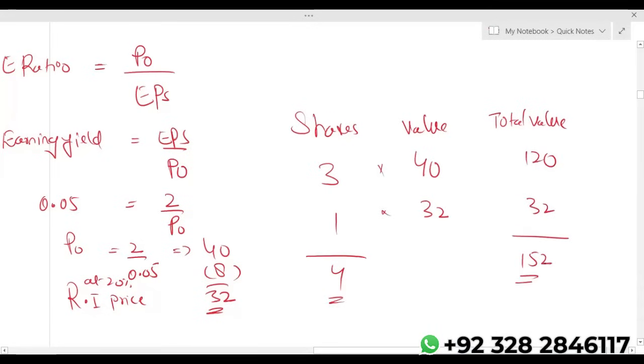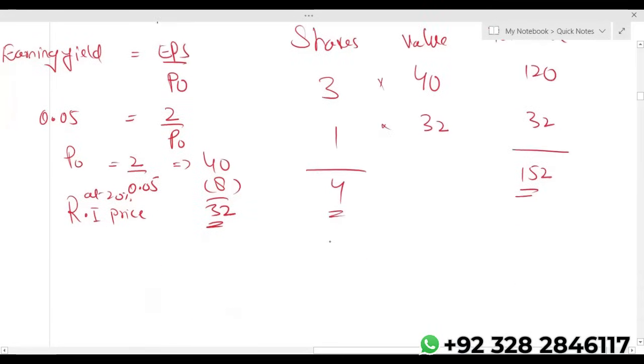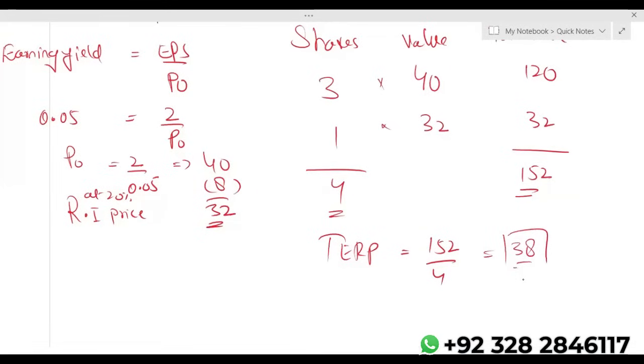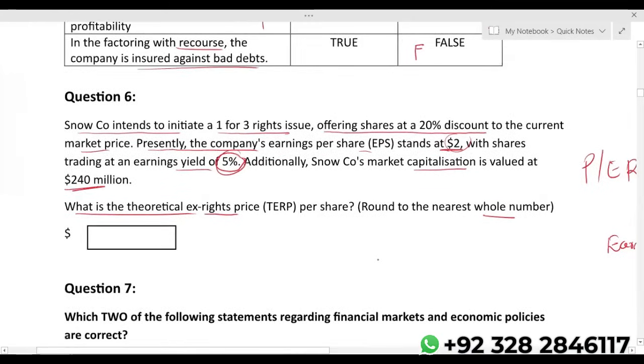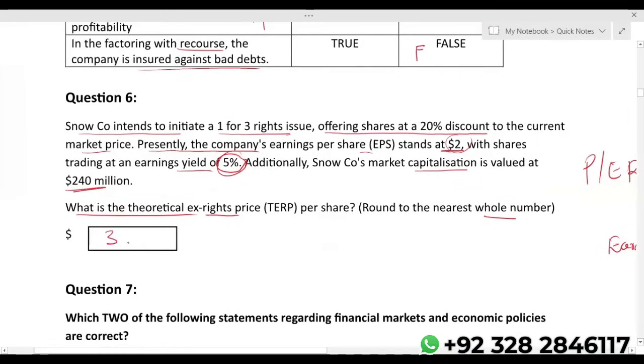Theoretical ex-rights price means the share price after the rights issue. So here comes the TERP. If 4 shares have a total value of 152, then what is the value of 1 share? So 152 divided by 4. I'm getting 38. So logically, the theoretical ex-rights price is 38.